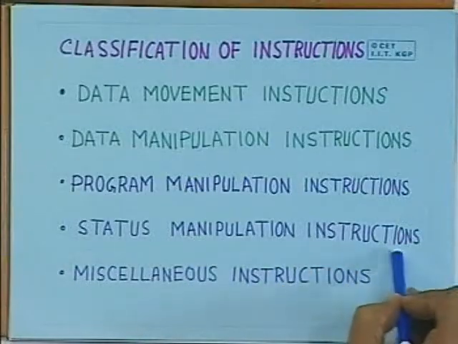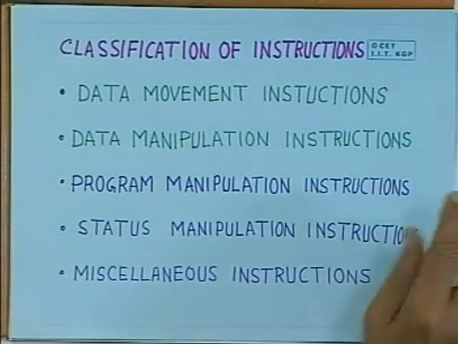We know that a microprocessor is nothing but a sequential circuit. In a sequential circuit, the output depends on the present input and the present state of the machine. What do you mean by present state? Inside the sequential circuit, there are several flip-flops which hold the status of the processor. In this case also, some of these statuses are manipulated or modified because of these status manipulation instructions.